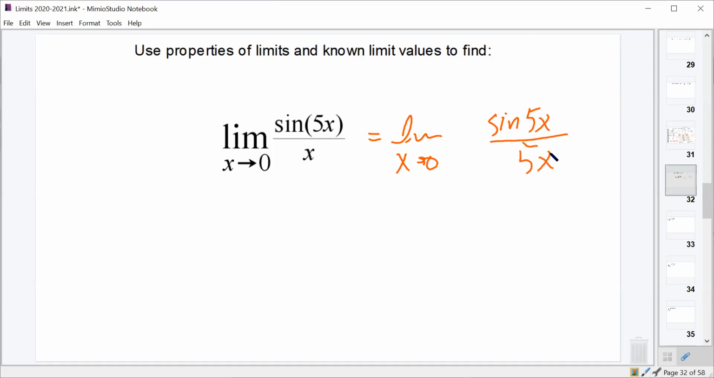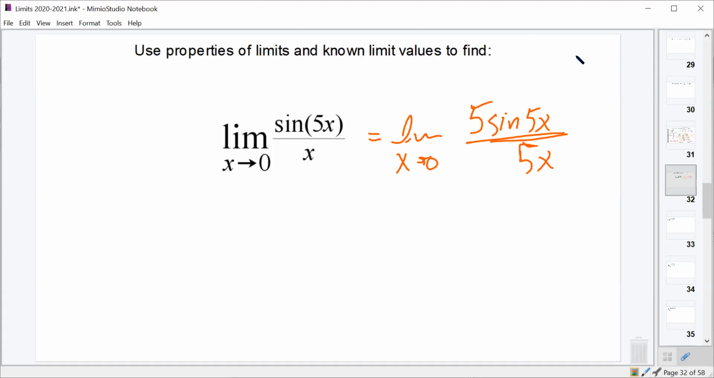I don't think that would work because you'd have to do like 5 over 5, right? You'd have to multiply it like that. All right, well, let's do that then. All right, so now I made this 5 sine 5x over 5x. Can I do that? That'd be okay, right? Put a 5 in the numerator and a 5 in the denominator? Yes. Yeah, I think that'd be okay.